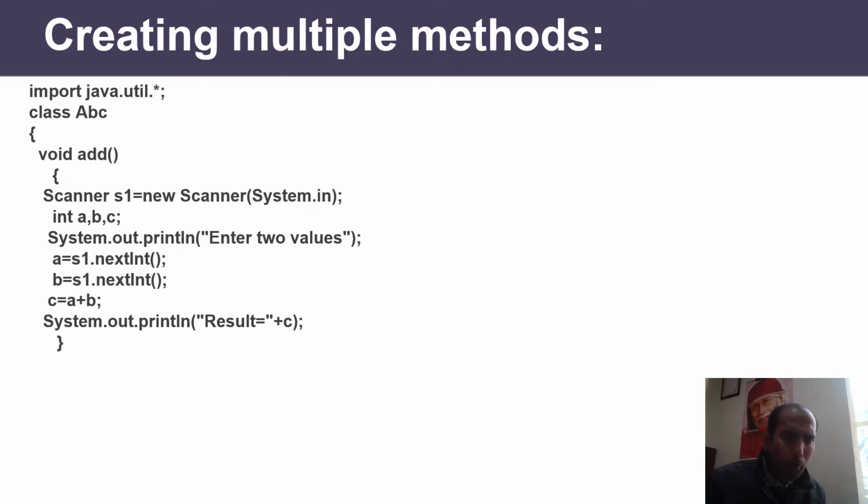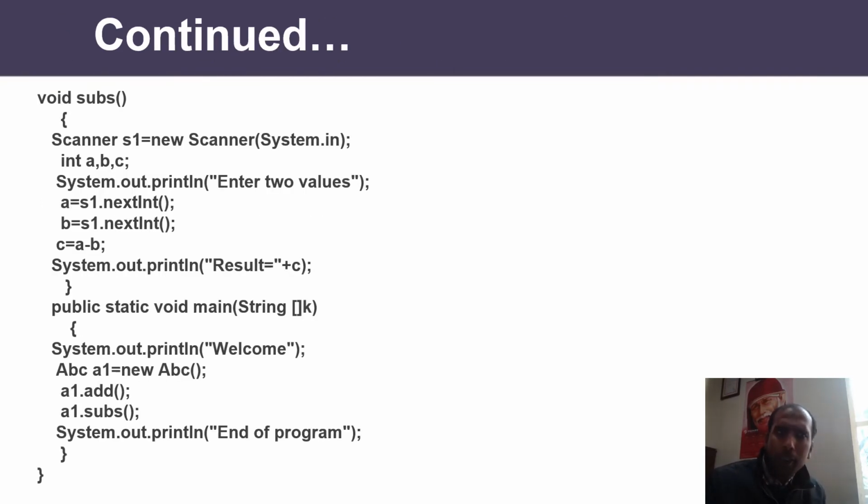Now you have taken 2 values and added them. I have created one more method, subtract, and in the subtract method I have taken 2 values and again displayed the result. Now inside the main method, first the line welcome will come. Then I have called the add method. So the add method will be called, you will take 2 values, and the values will get added. Then you are calling the subtract method. Again you will take 2 values, the values will get subtracted, and then the end of program will come.